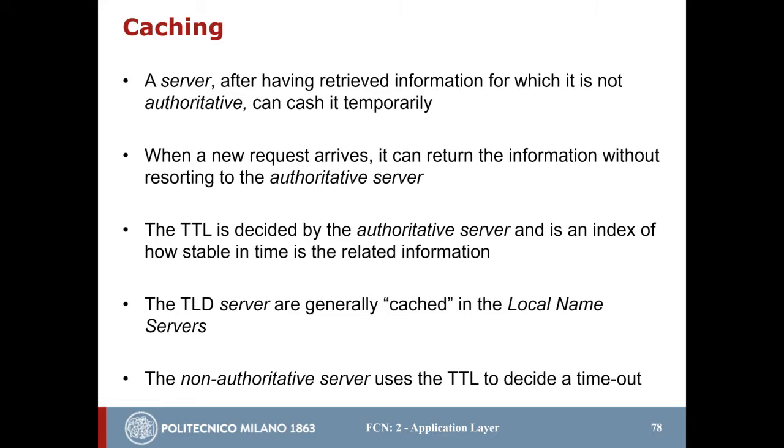The authoritative name server also associates a time to live to each entry, and this time to live is used by a domain server, a name server that is caching the information, in order to make it obsolete after a certain time. In this way, we can avoid that the cached replies are out of date compared to the original content of the database that is in the authoritative name server. So a non-authoritative server uses the time to live to decide a timeout of a cached information.